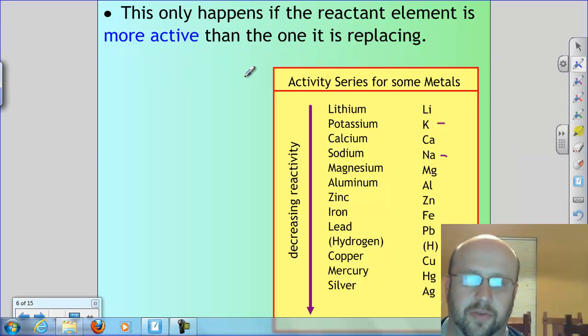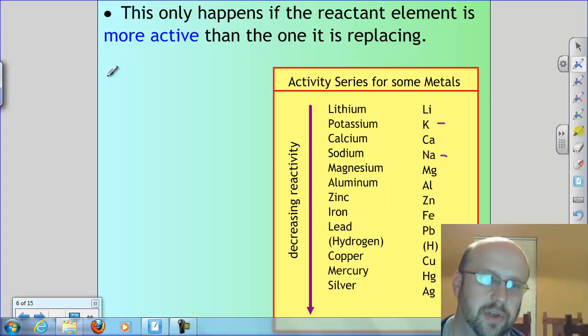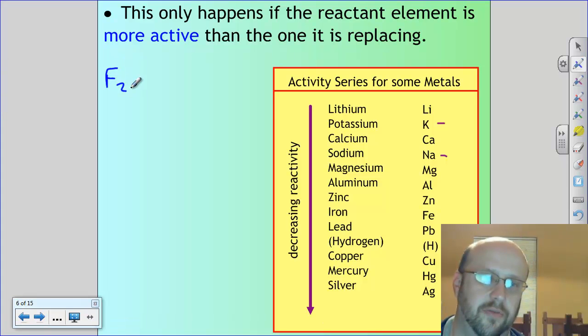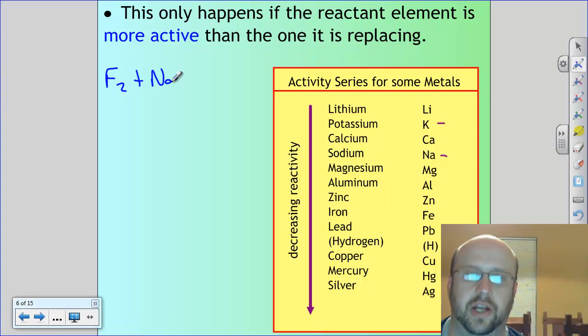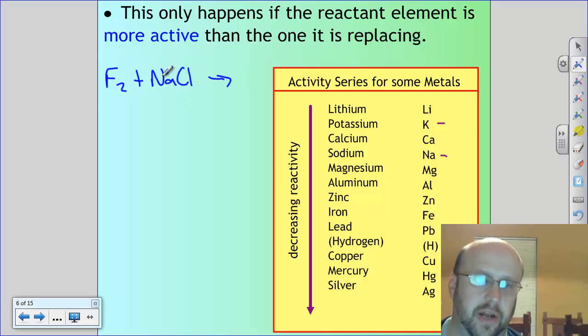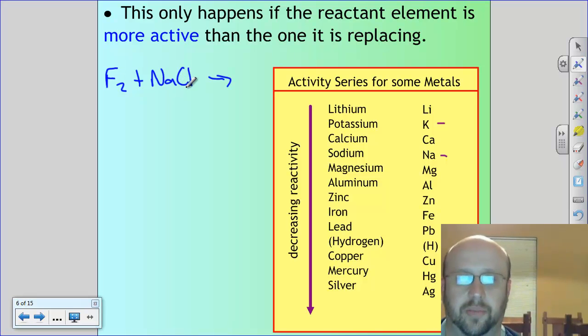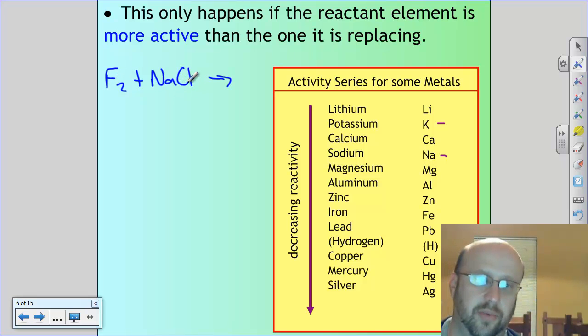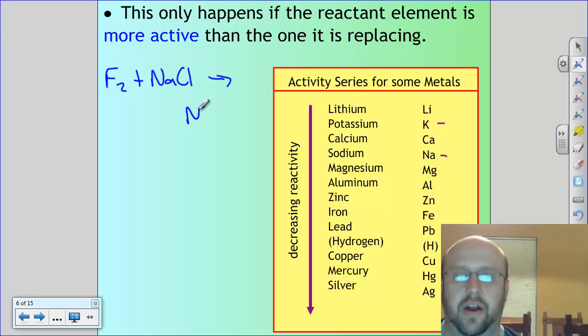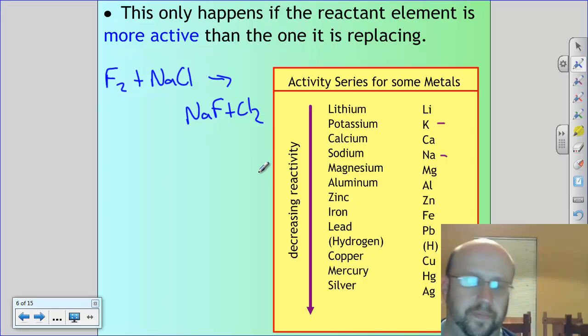It can also be for halogens. So you might see something like this. You might see fluorine is trying to replace chlorine. Okay, fluorine is not a metal, so it can't replace a metal, but fluorine is a halogen, so it can replace a halogen. And since fluorine is more active than chlorine, then our final product there would be NaF plus Cl2.